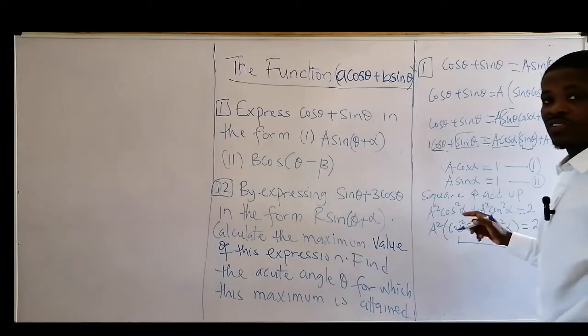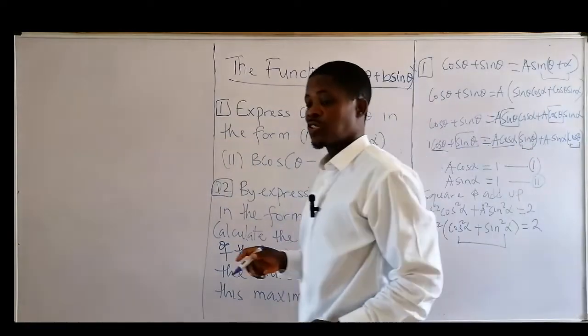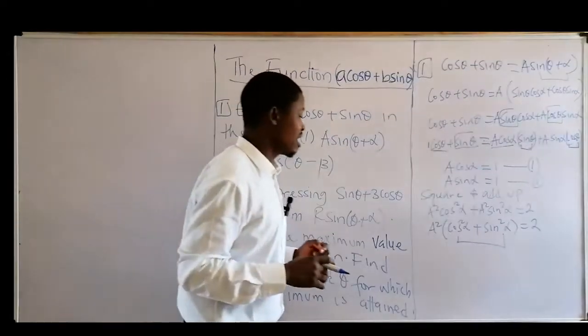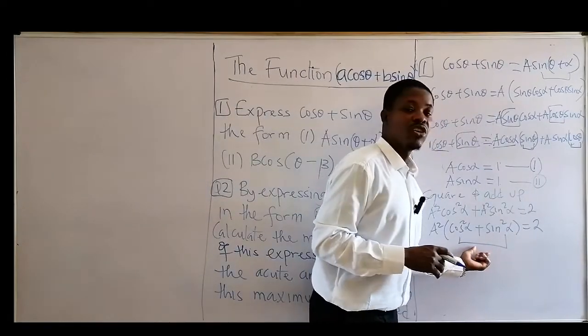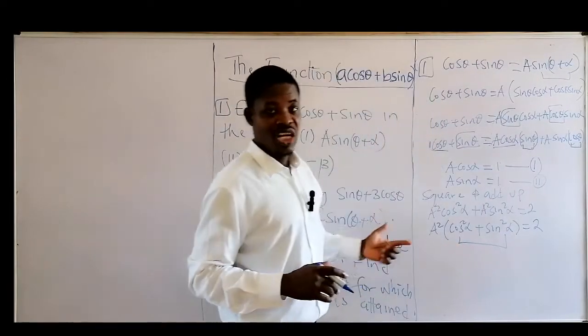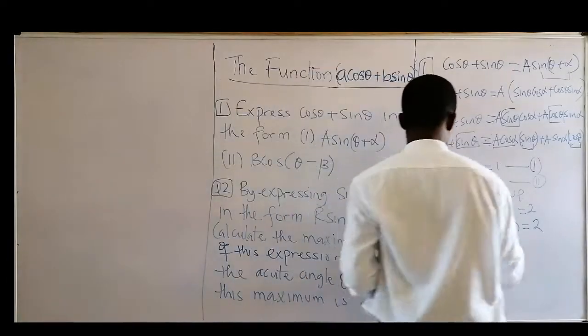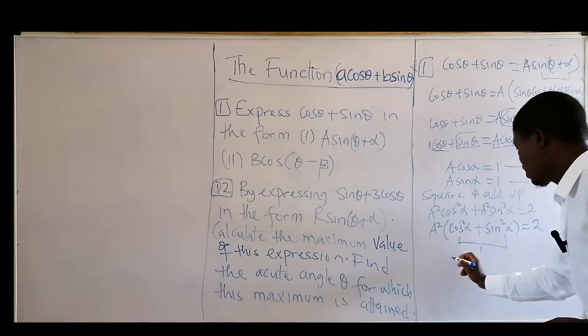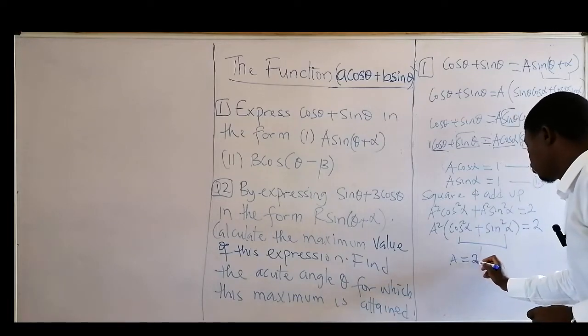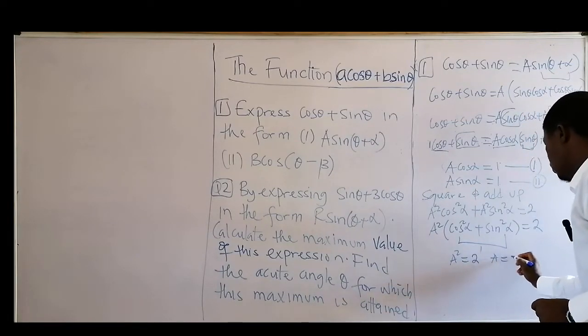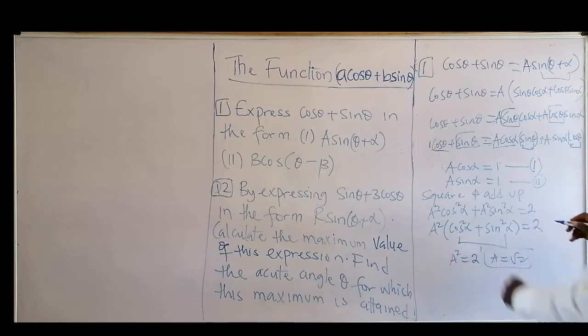So this is 1. In one of the videos on trig, we've given an in-depth illustration of how we got this. If you have not watched that video, you can do that straight away. So this is equal to 1, which means A squared is equal to 2. So A is root 2.